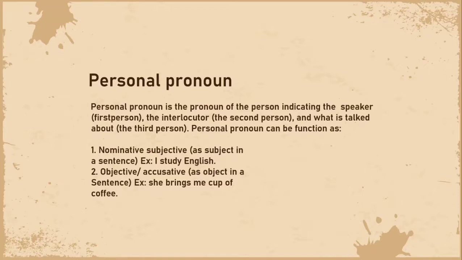Personal pronoun is the pronoun of the person indicating the speaker or the first person, the interlocutor or the second person, and what is talked about or the third person. Personal pronoun can function as, first, nominative, a subject in a sentence. For example, I study English. And second is objective or accusative, as object in a sentence. For example, she brings me a cup of coffee.